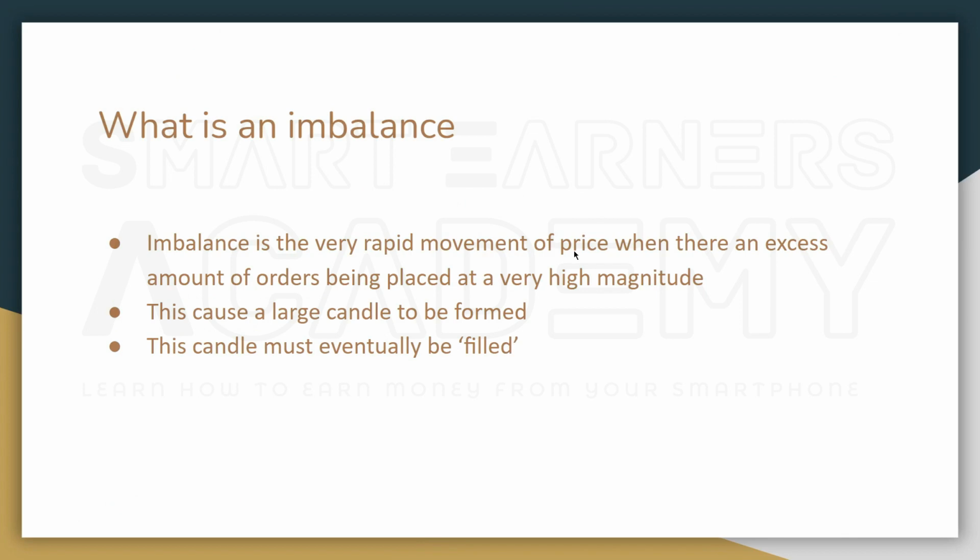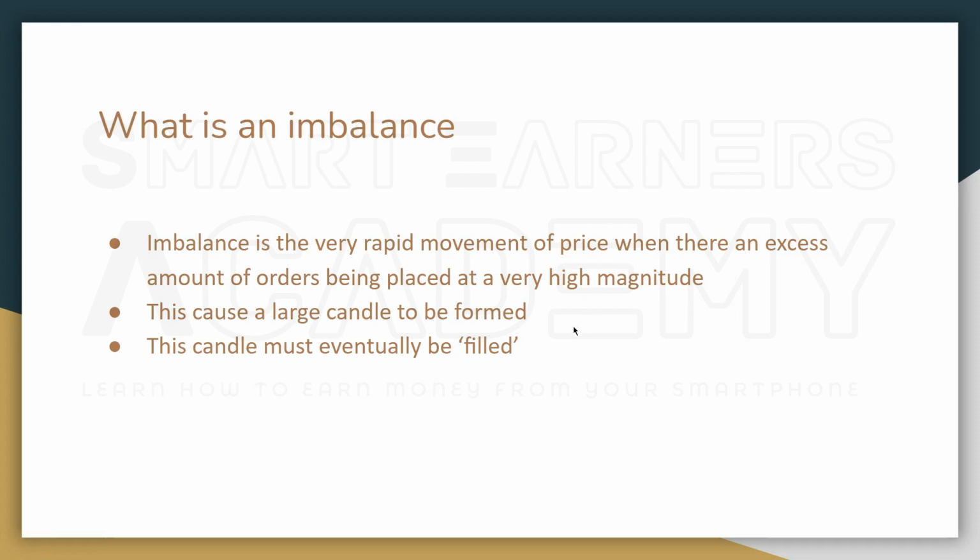Imbalance is the very rapid movement of price where there is an excess amount of orders being placed at a very high magnitude, right? So loads of orders are being placed very rapidly, causing an excess amount of orders to be placed, and this causes a large candle to be formed, right? And this candle must eventually be filled, right?